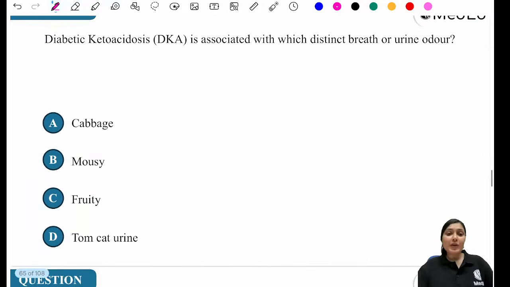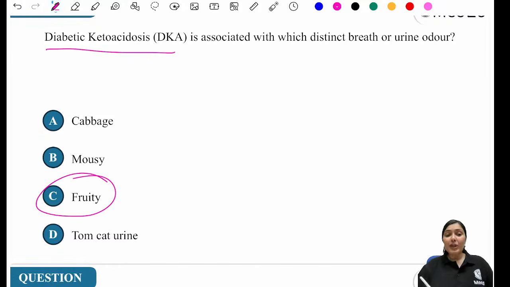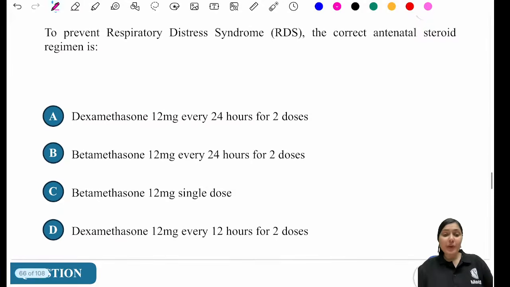Let's move to the next question. DKA, diabetic ketoacidosis, is associated with which distinct breath or urine odor? Cabbage, mousy, fruity, tomcat urine. We have just discussed the peculiar odors, and we all know in diabetic ketoacidosis, it is a fruity odor due to the ketone bodies. There is a fruity odor of the breath and the urine, right? Move to the next question.